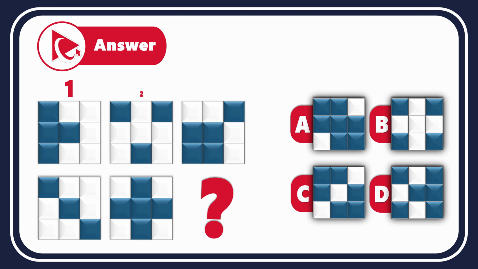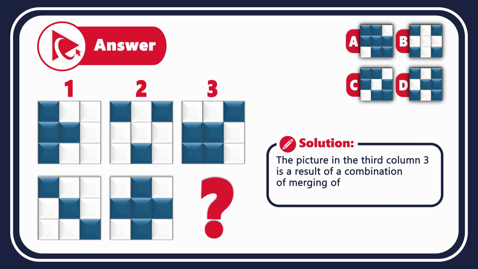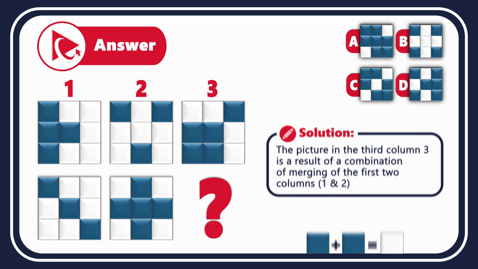Columns 1, 2, and 3. What you probably already know by now is that the picture in the third column, column 3, is a result of merging the first 2 columns, columns 1 and 2. There are 2 merging rules applied here.